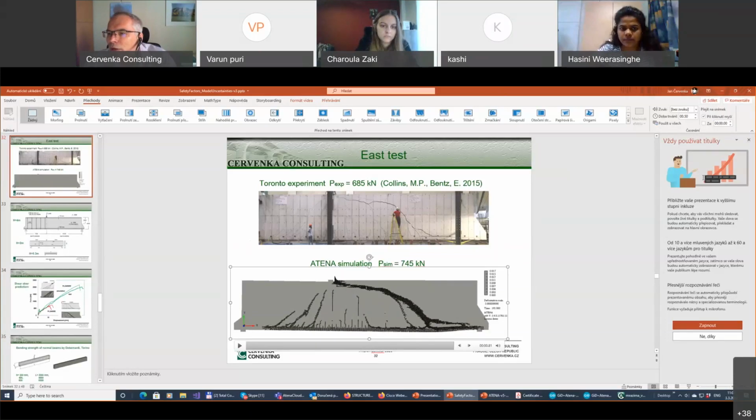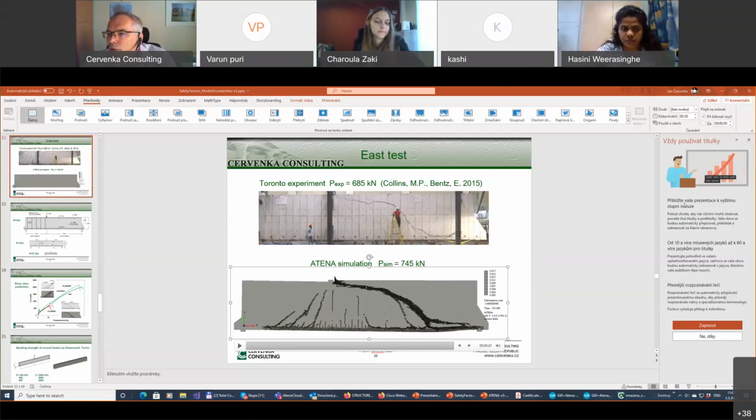Is this model already available in the ATENA installed examples? No, it is not. It will not be. If there is interest, we can provide you with this model. I think it's secret.